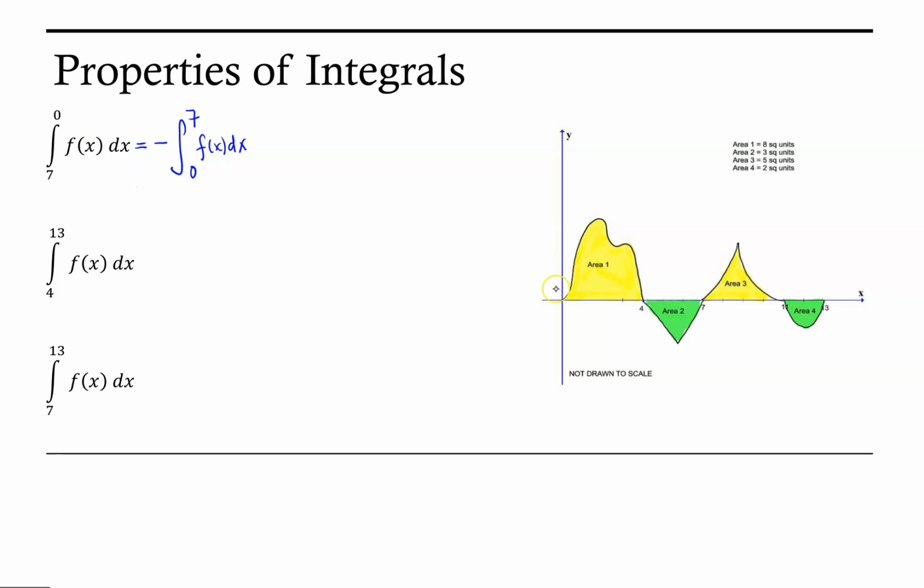Now if we're looking from 0 to 7, notice we do have 2 distinct regions to deal with. So we will need to break this integral up into 2 separate integrals. One that looks over the interval from 0 to 4, and the other that looks at the interval from 4 to 7. So this would be the opposite of the integral from 0 to 4 of f of x dx plus the integral from 4 to 7 of f of x dx.